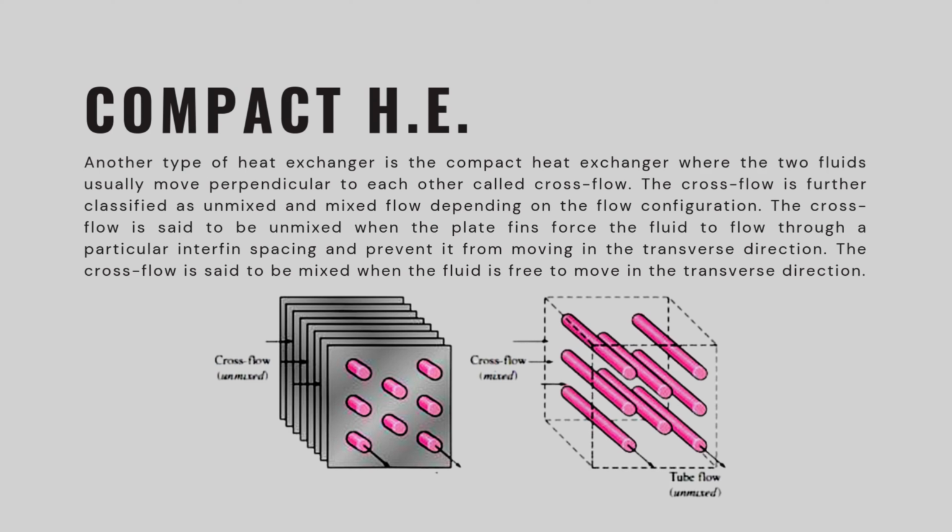The cross flow is said to be unmixed when the plate fins force the fluid to flow through a particular interfin spacing and prevent it from moving in the transverse direction. The cross flow is said to be mixed when the fluid is free to move in the transverse direction.